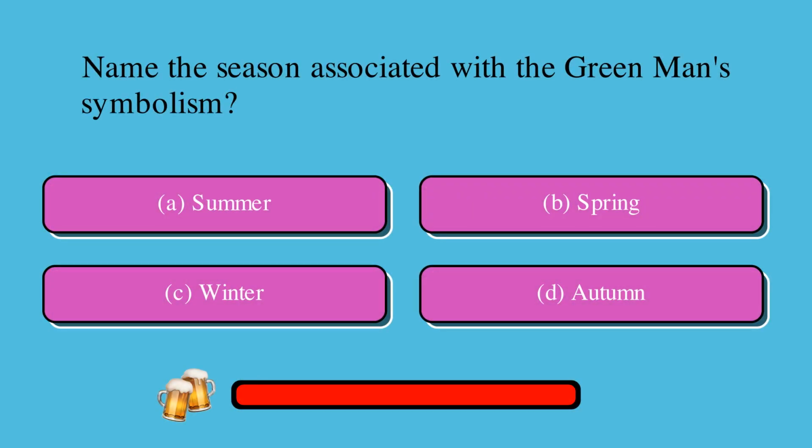Name the season associated with the Green Man's symbolism. Is it A, summer, B, spring, C, winter, or D, autumn? The correct answer is B, spring.